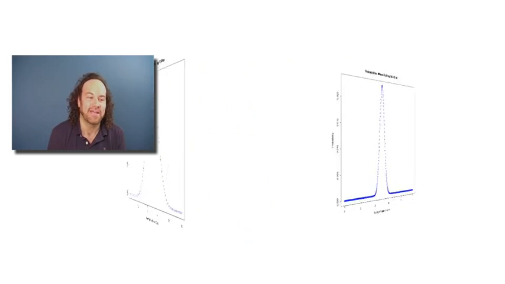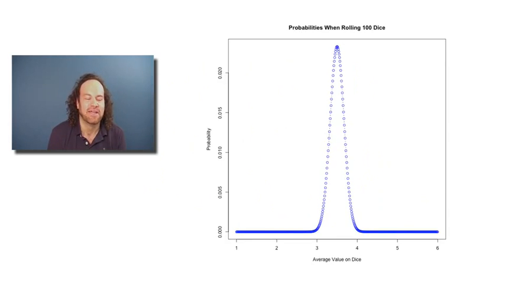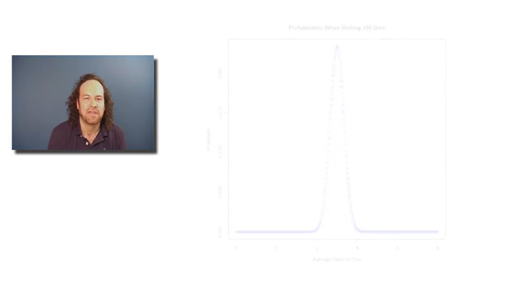If you roll 100 dice, then it's even more extreme. It's almost impossible to get anything that's not between 3 and 4 on average. It's got a high peak right near 3.5, and indeed it's got that characteristic shape of the normal distribution. So it wasn't just for flipping coins, it's also for rolling dice. Now, what are the general conclusions that we can make here?